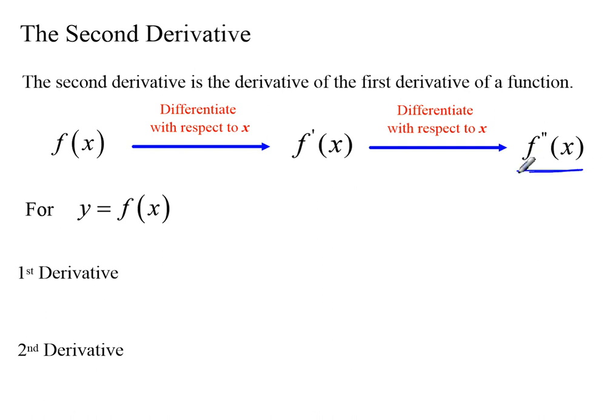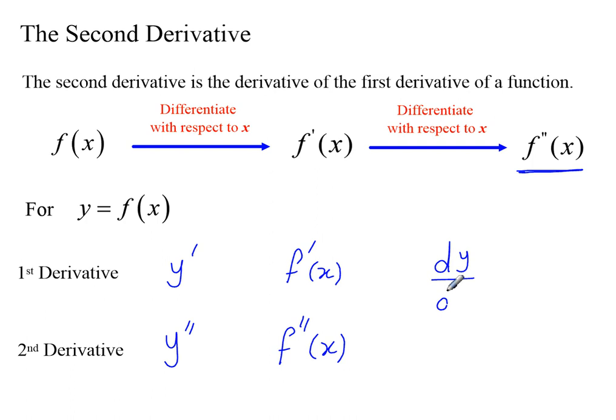So f double dash here, in this case, represents the second derivative of f of x. For a function y equals f of x, if y dash represents the first derivative, y double dash represents the second derivative. If f dash of x represents the first derivative, f double dash of x represents the second derivative. If dy by dx represents the first derivative, then d2y by dx squared represents the second derivative.